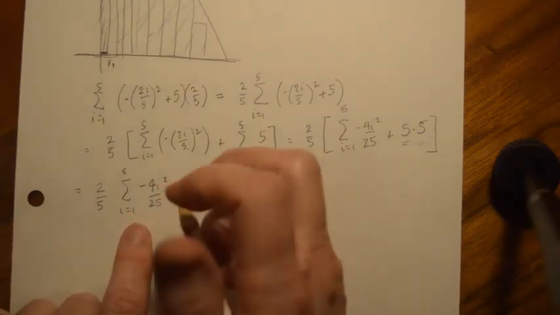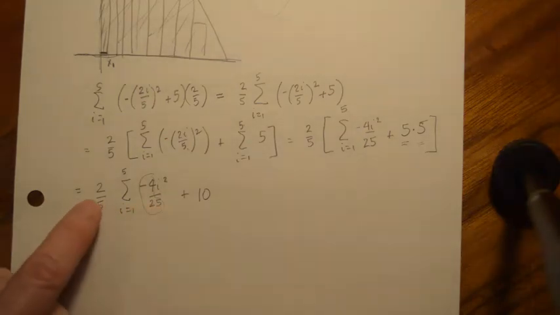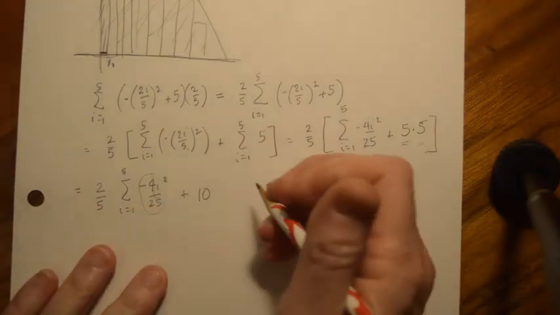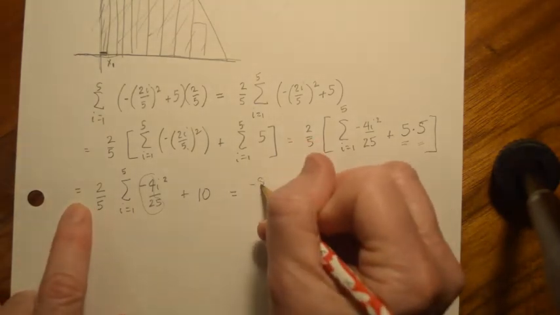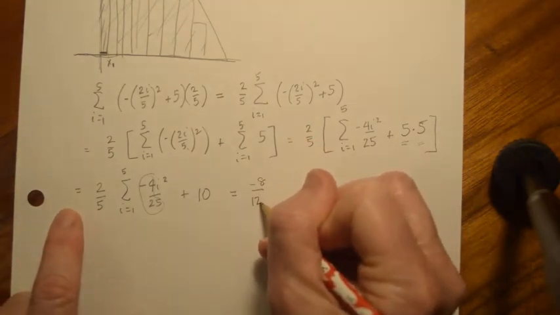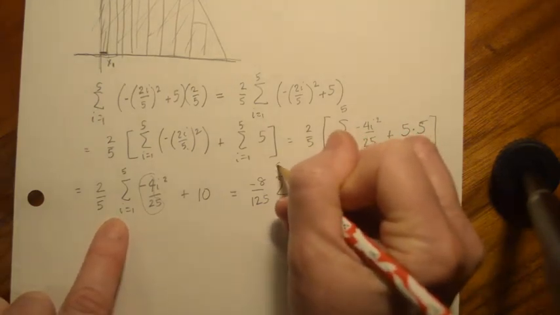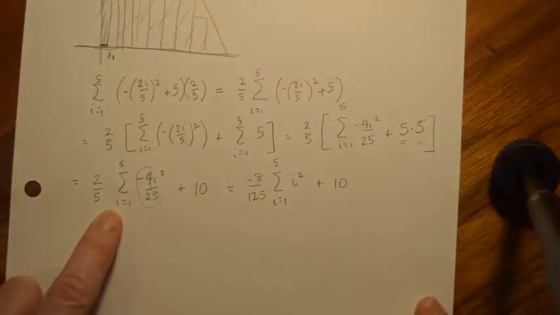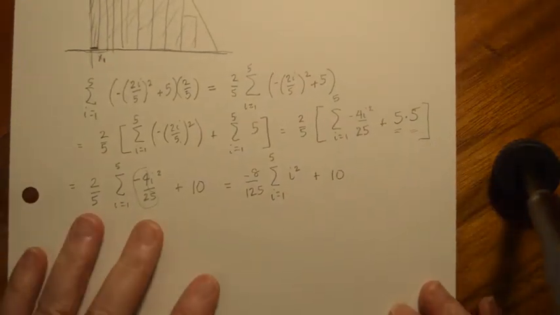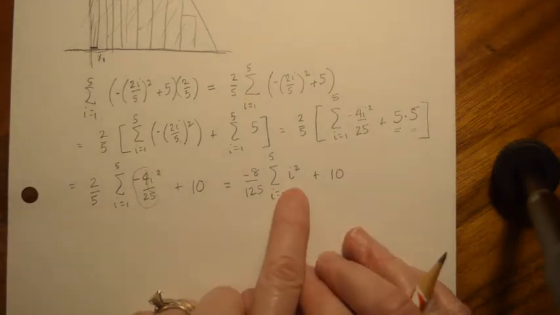And as I noted, this negative 4/25 is a constant right here, which I can then pull out and join with this. So this is going to end up being negative 8 over 125 times summation i equals 1 to 5 of i squared, plus this 10. Sorry, my writing is so slanted right now. Okay, so then let's focus our attention on this.